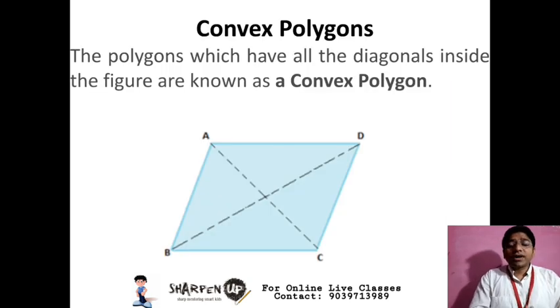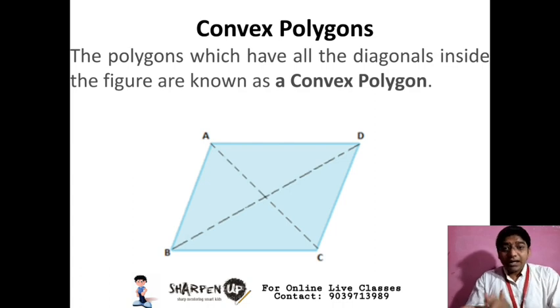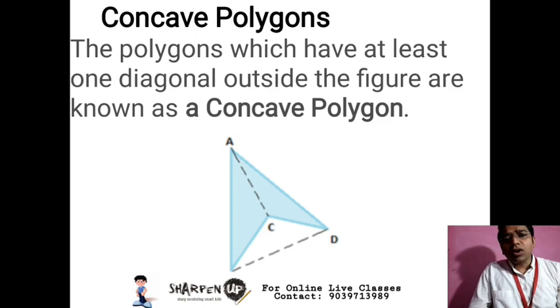What is a convex polygon? A polygon which has all its diagonals inside the figure is called a convex polygon. Then what is a concave polygon? A polygon which has at least one diagonal outside the figure is known as a concave polygon.